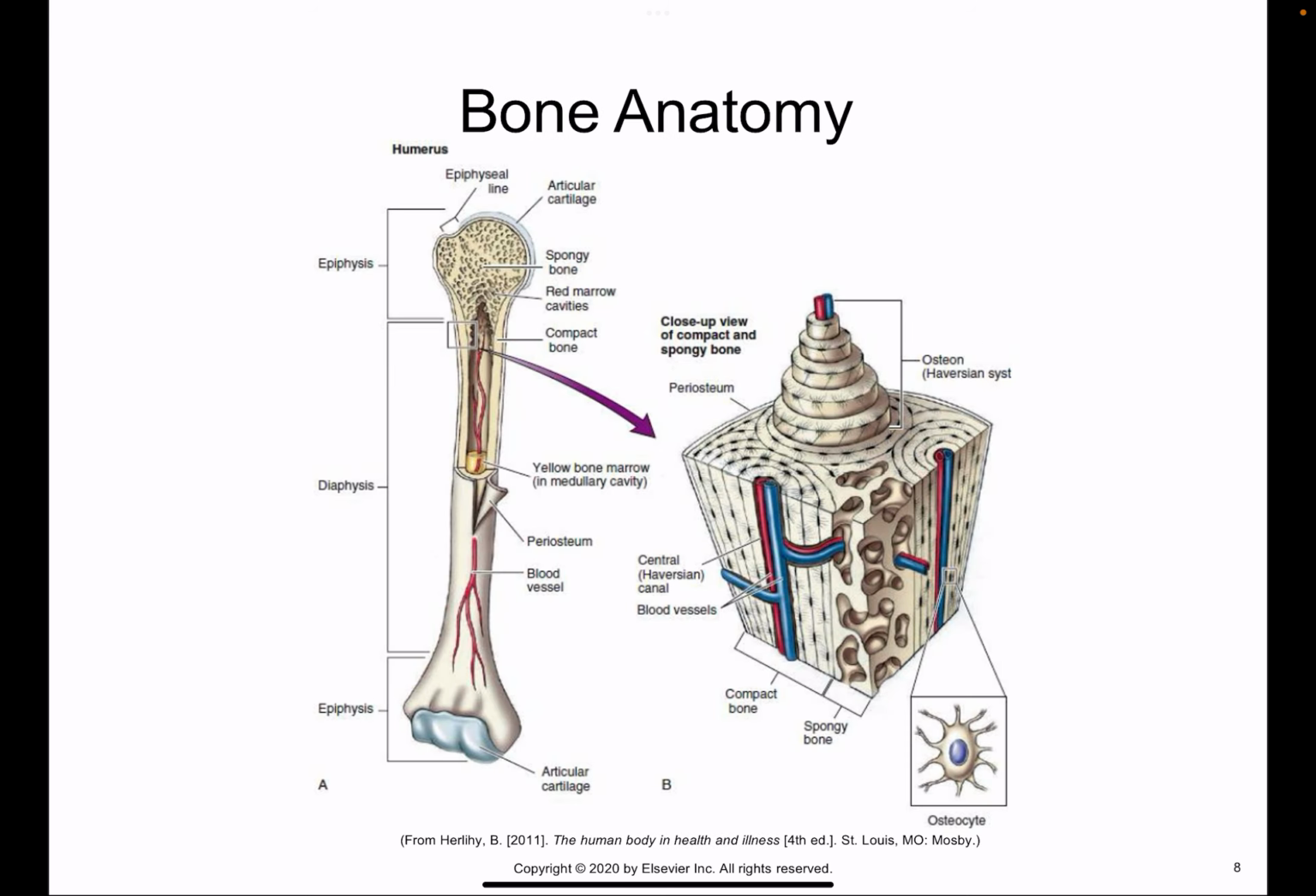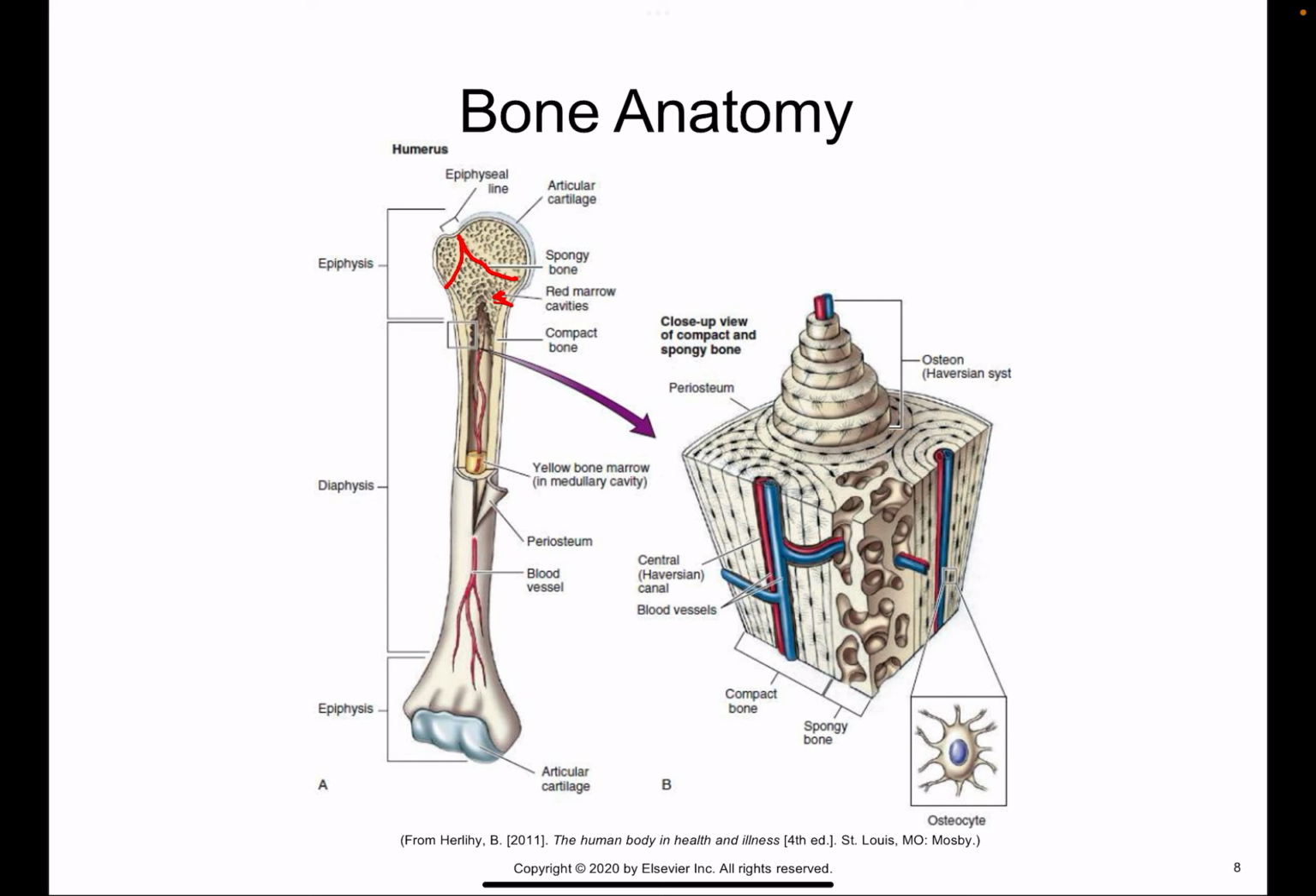Here's a little bit of the bone anatomy. As you can see here, this is the epiphyseal line, that supporting part of the bone that we were talking about a little bit earlier. This itself is spongy bone, and within these little holes are the red marrow cavities, which help the red marrow almost secrete blood out through this region.